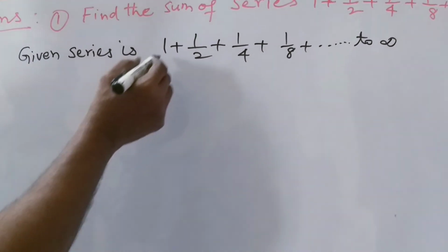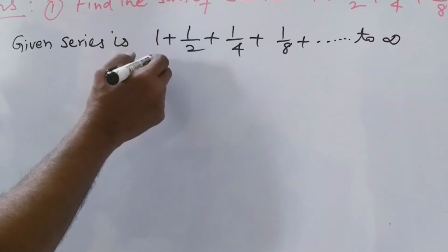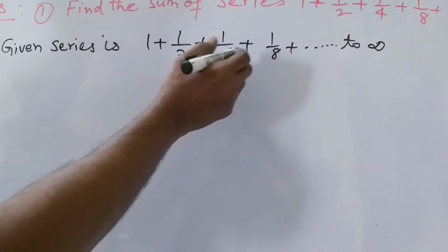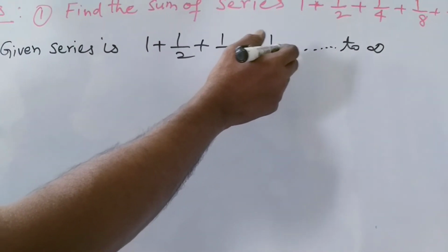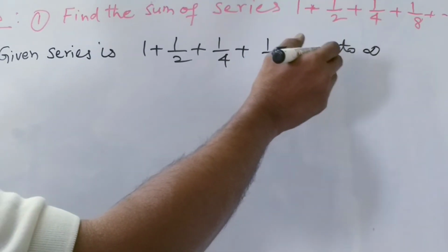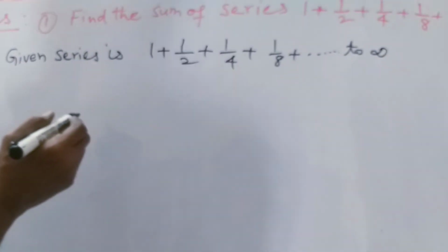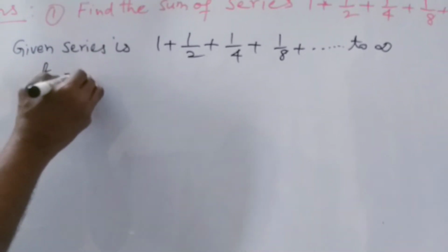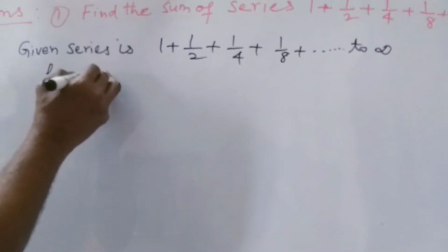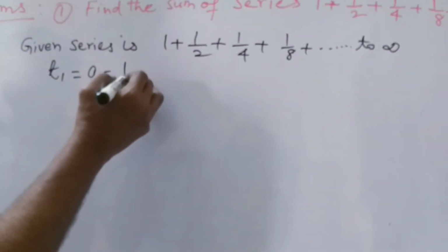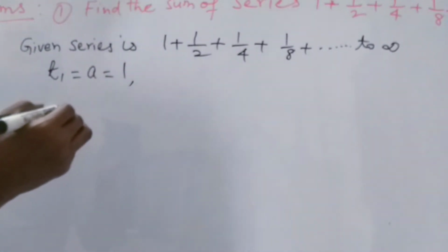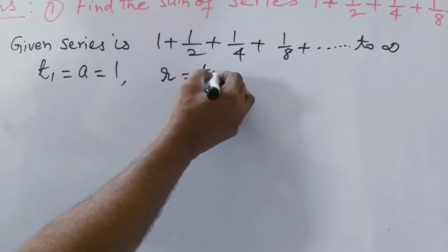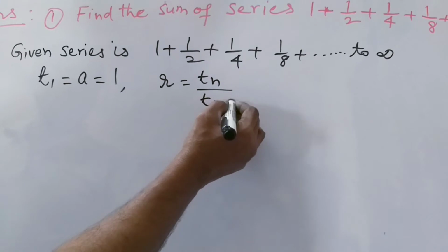Here the first term is 1 and second term is 1 by 2, third term is 1 by 4, fourth term is 1 by 8 and so on up to infinity terms. So the first term T1 is equal to A, that is A is equal to 1. And common ratio, already known by you, common ratio R is equal to Tn by Tn minus 1.